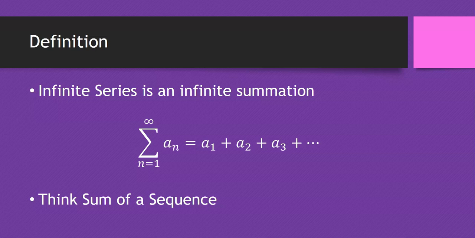So we start with what an infinite series is. Basically, an infinite series is an infinite summation. I've ordered this first series starting at 1 and going to infinity. But notice it's just a sum of an infinite number of real numbers, so we can think of it as the sum of a sequence. All of those sequences that we dealt with in 9.1, we're going to look at sums of those sequences.